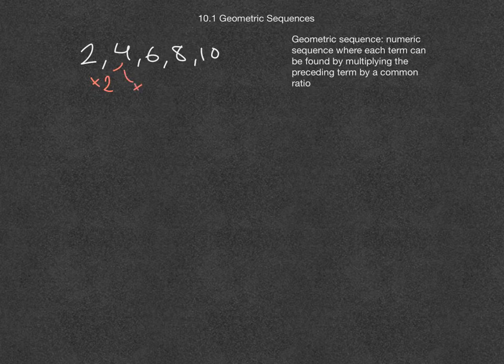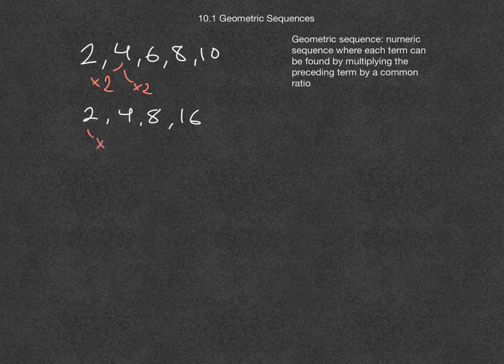If I multiply 4 with 2, I don't get 6. So this is not a geometric sequence. Had I written 2, 4, 8, 16, you would see that here I multiply with 2, here I multiply with 2, and here I multiply with 2 to get 16. So this example is a geometric sequence, whereas this one here is what we call an arithmetic sequence.